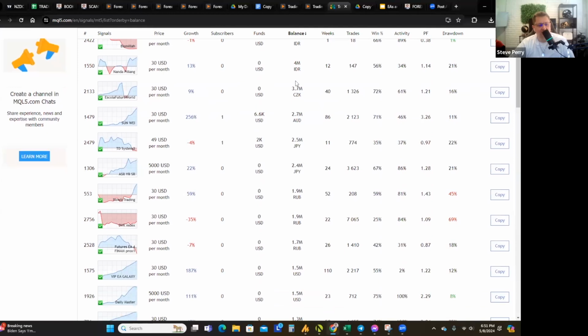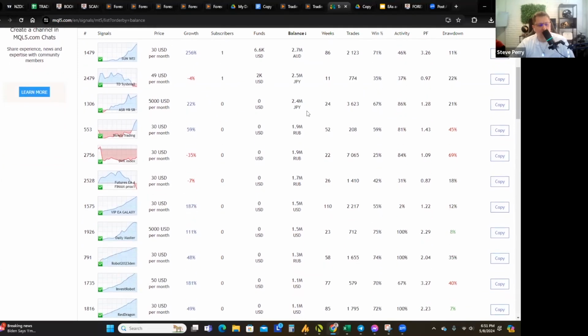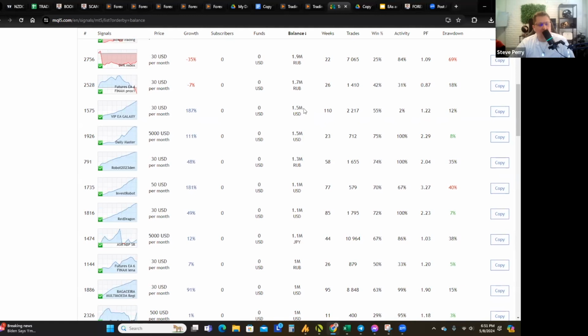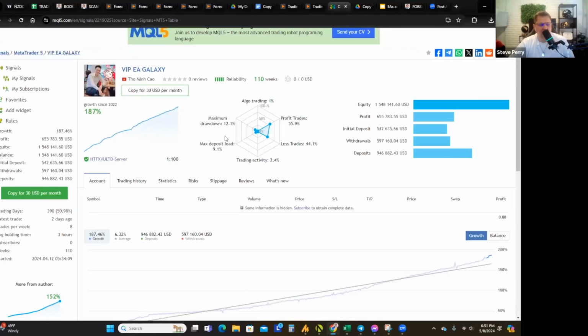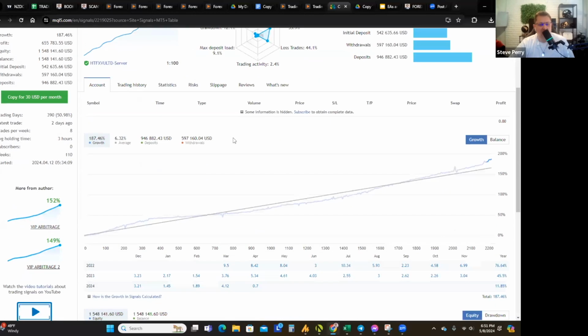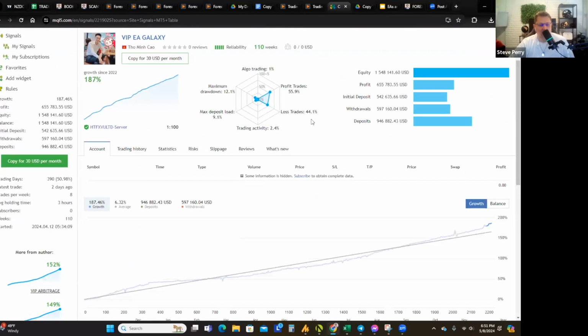If you scroll down, you can see some bigger numbers. The first USD one is right here. This guy actually does have a $1.5 million account, and that is USD, so that's good. And he's made a 187% return. He's been around for a little over 2 years, 110 weeks, with a 12% drawdown. That's enough for me right there. I'd be like, okay, let me click into this and look under the hood a little bit more, and try to get some more information about how this account is being traded. Look more into drawdown stuff.